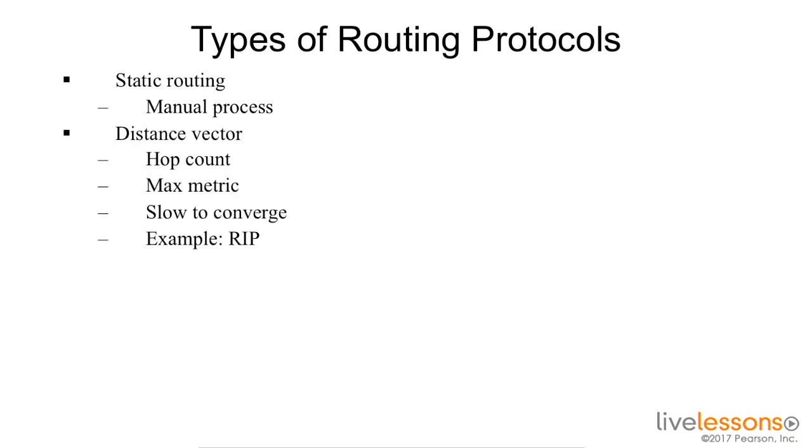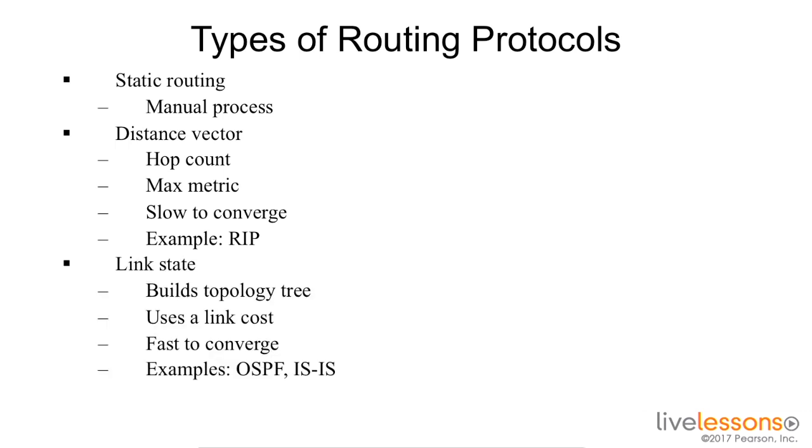distance vector routing protocol. A distance vector routing protocol makes a decision based on hop counts. It's very slow to converge, and it is not used often in today's networks. An example of one of these routing protocols would be the RIP routing protocol.